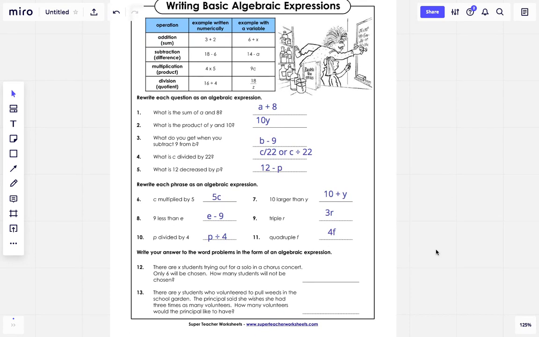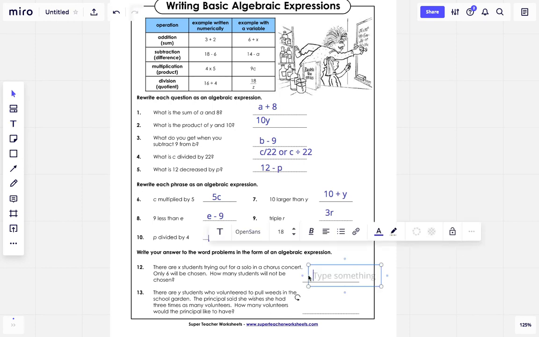And let's look at these word problems. Number 12, there are X students trying out for a solo in a chorus concert. Only 6 will be chosen. How many students will not be chosen? So to find out how many students will not be chosen, we have to set up our expression. So we have X number of students trying out for a solo, and only 6 are going to be chosen. So we have to do X minus 6. Find out how many will not be chosen.